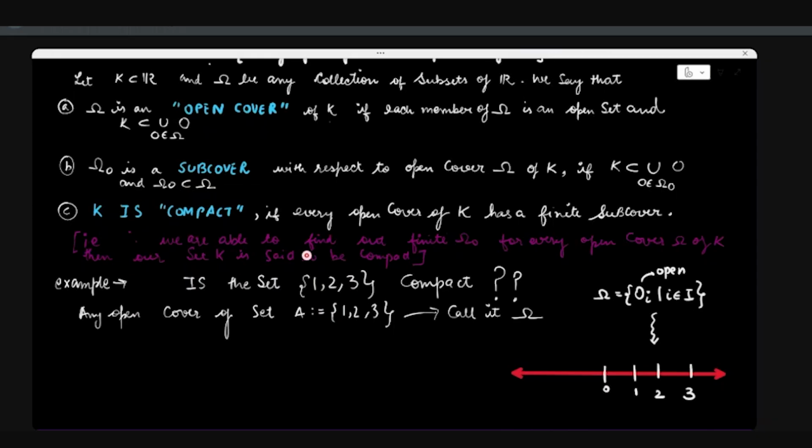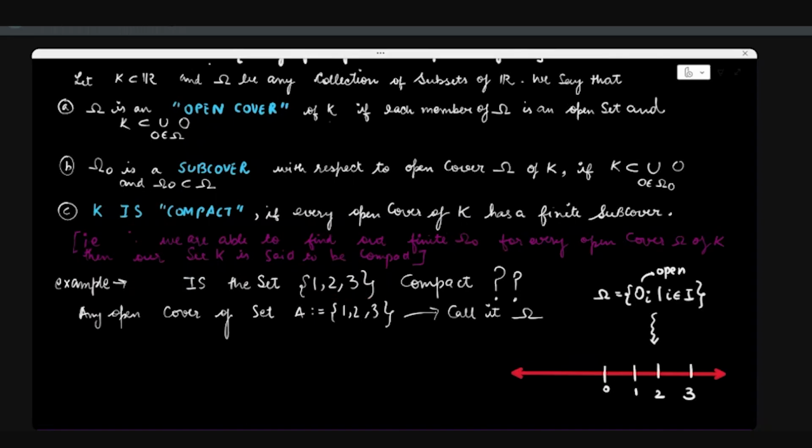So all these definitions are true in general metric spaces, but I am particularly focusing on the real line. So now a few examples to understand the concept of compactness. My first question is: is the set {1, 2, 3} compact?